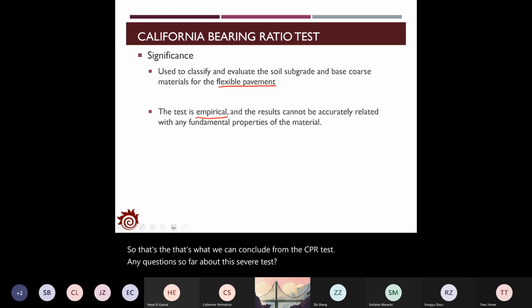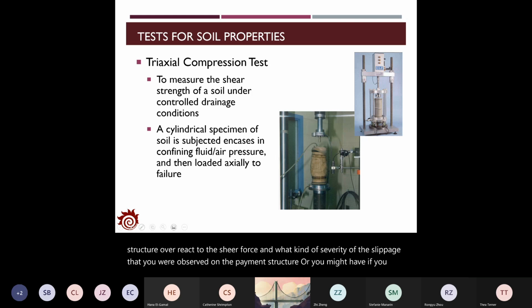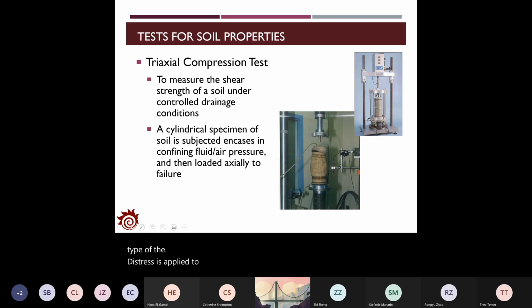Okay. If not, then I will go on to introduce the last feature for understanding the reaction of the soil with respect to shear stress. Usually this one is very important for us to understand how the pavement structure will react to the shear force and what kind of severity of slippage you will observe on the pavement structure. If you already attended the first tutorial, you might have some sense about the different types of distresses applied to the pavement structure.